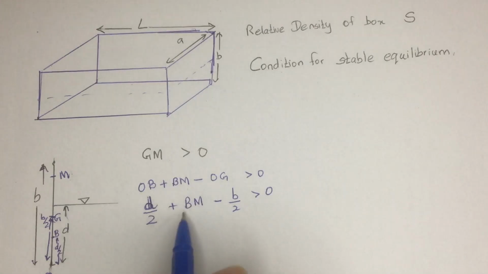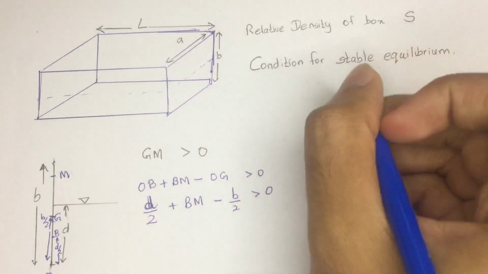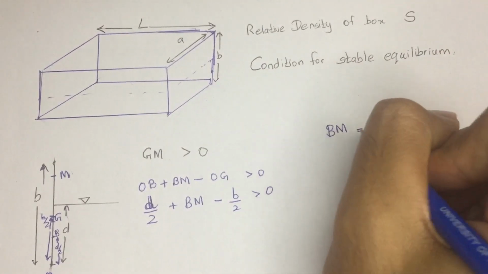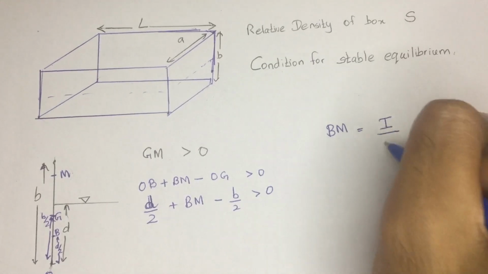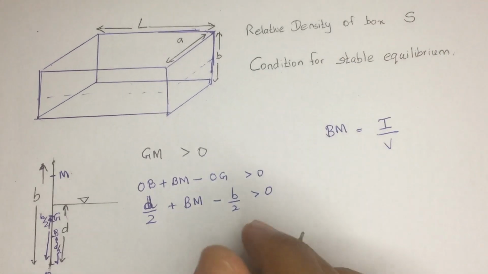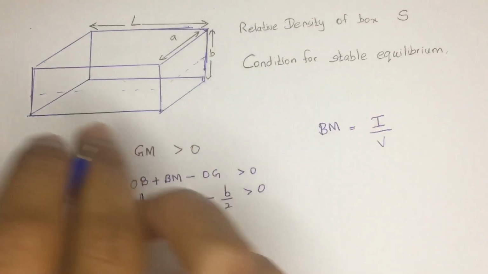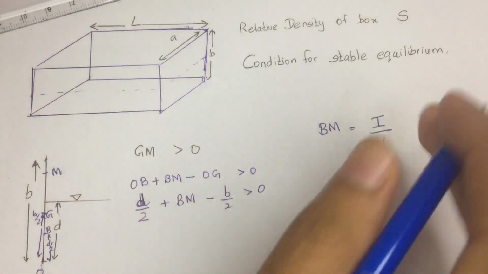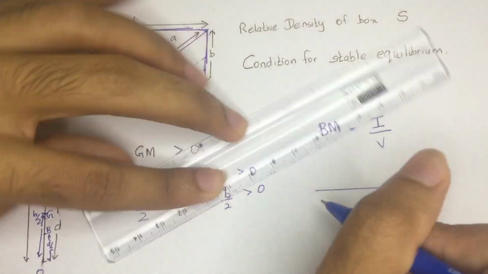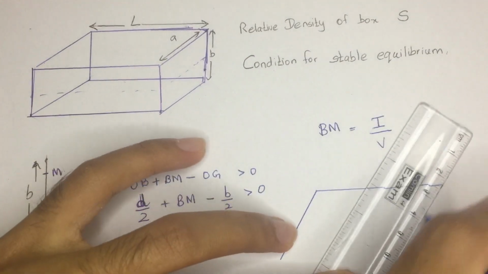So the next part is how to find this BM. There is an equation for BM: the length of BM is equal to I divided by V. You need to know what is meant by I and V. When you are considering these, let's draw. When you are seeing from the upward side, actually you can figure it out. It's going to be like this part.